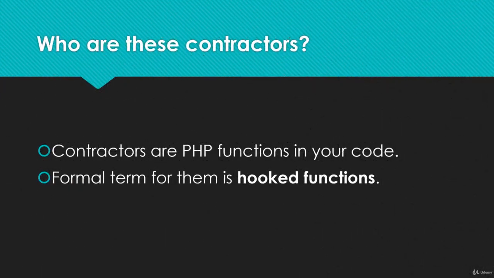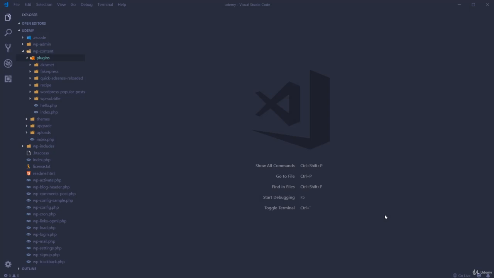Now we're going to get a bit more technical, so you can start writing these things. The contractors are specialized PHP functions. Because these functions make it into WordPress by attaching themselves to WordPress hooks, that is, being hooked in from outside, the formal term for them is hooked functions. Enough talk. Let's actually write some code to take a look at what all this looks like.